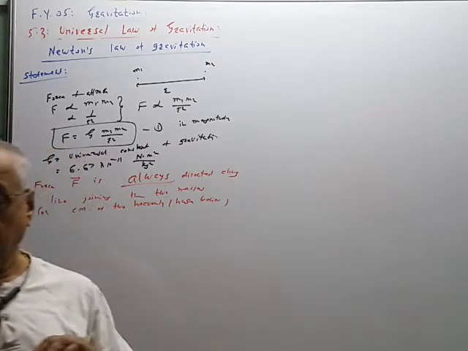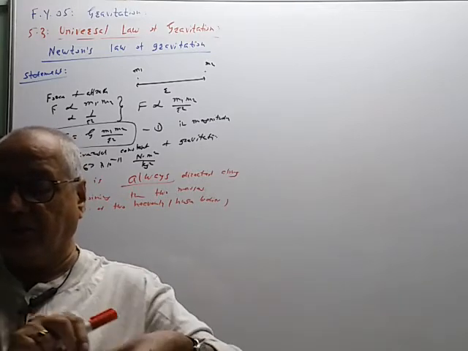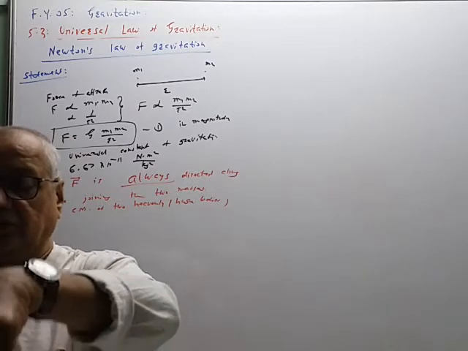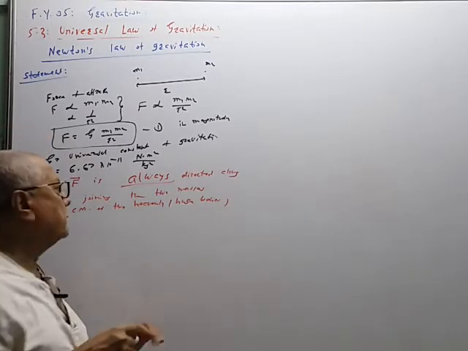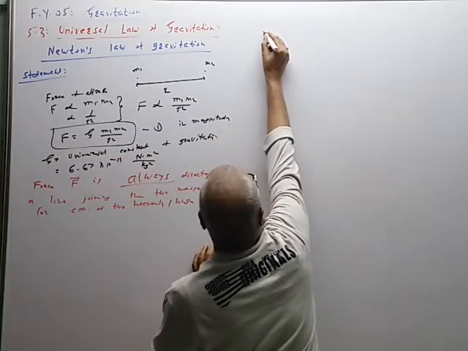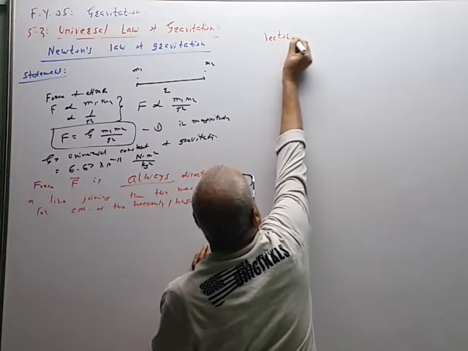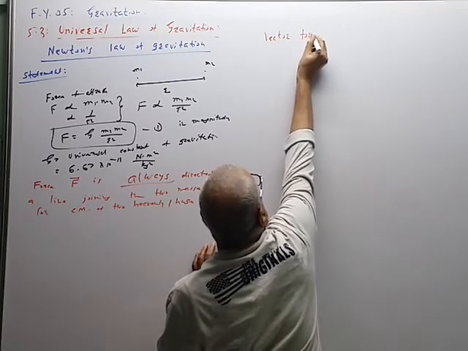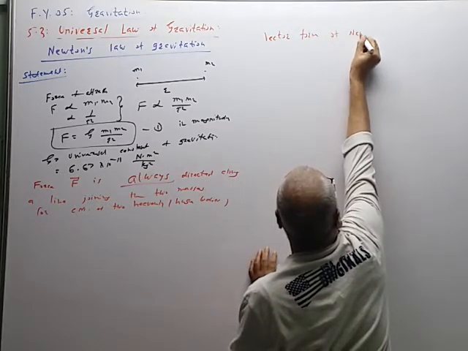Now this Newton's law can be given in vector form like this. This is in magnitude only. Vector form of Newton's law.